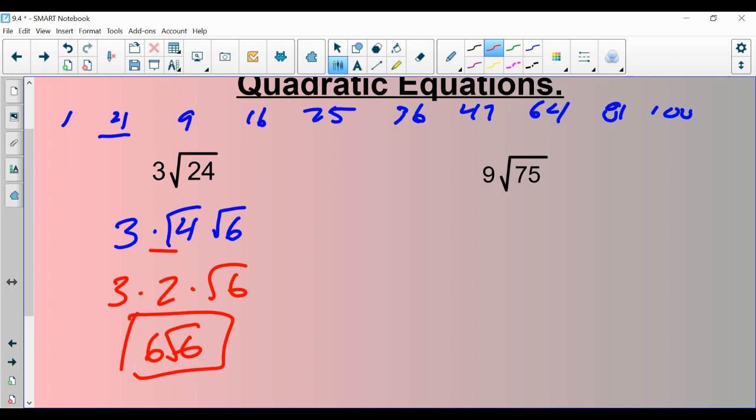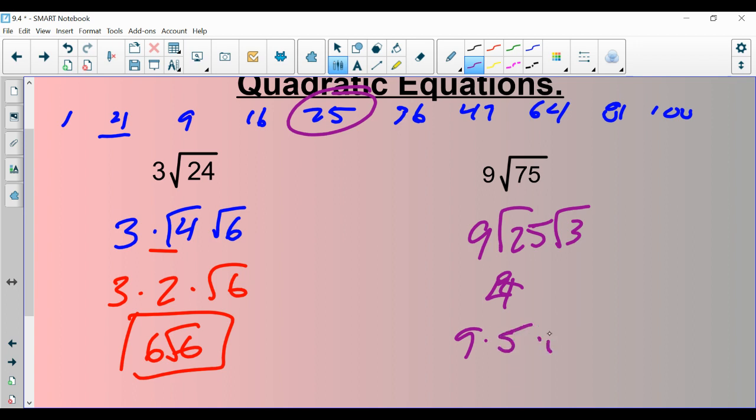Pause it here, try this one, see how you do. 9 root 75. 25 is the biggest number from this list that is a factor of 75. 25 times 3. So you'd end up with 9 times the square root of 25 times the square root of 3. The square root of 25 is 5. So 9 times 5 times the square root of 3, which is 45 square root of 3.